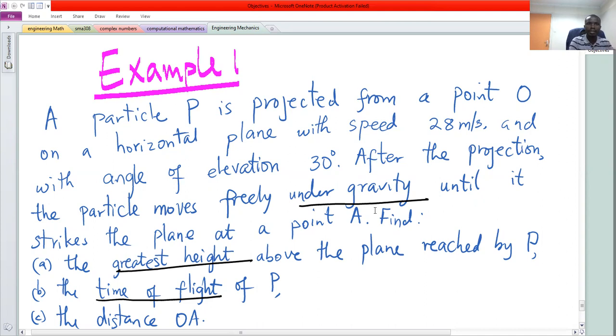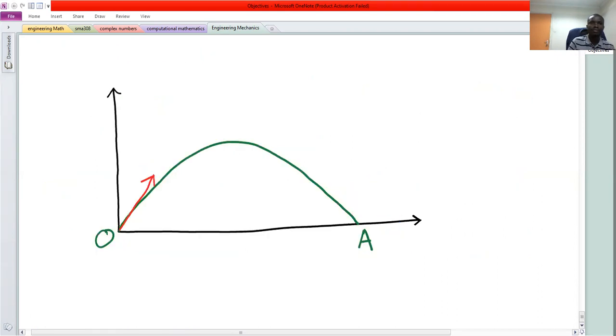So find A, the greatest height above the plane reached by P. B, the time of flight of P. And C, the distance OA. So this question is testing on projectiles because of this condition here, that the motion of the particle is governed only by gravity. So the first step to do before solving the three parts A, B, and C is to draw a sketch to represent the information we have.